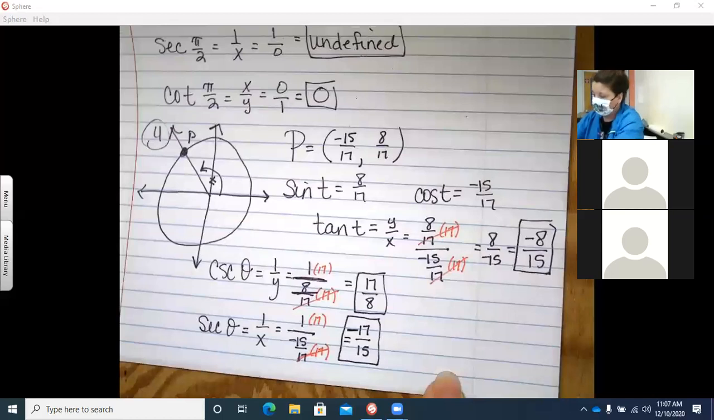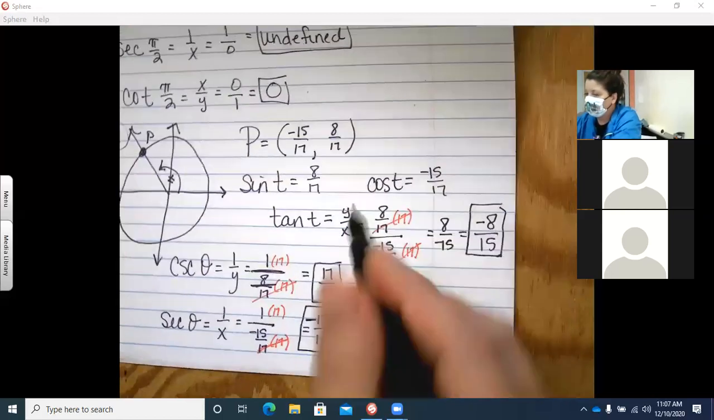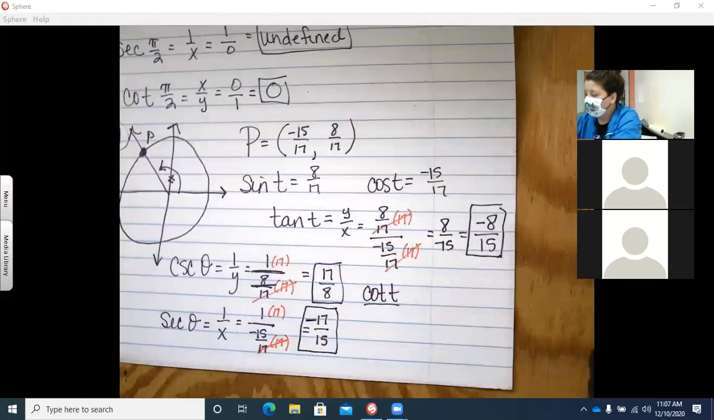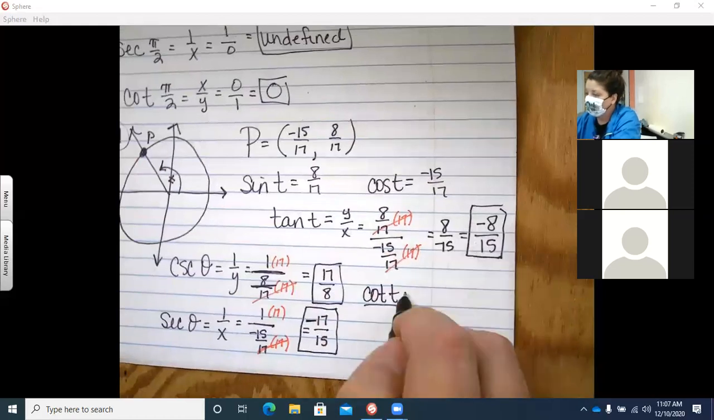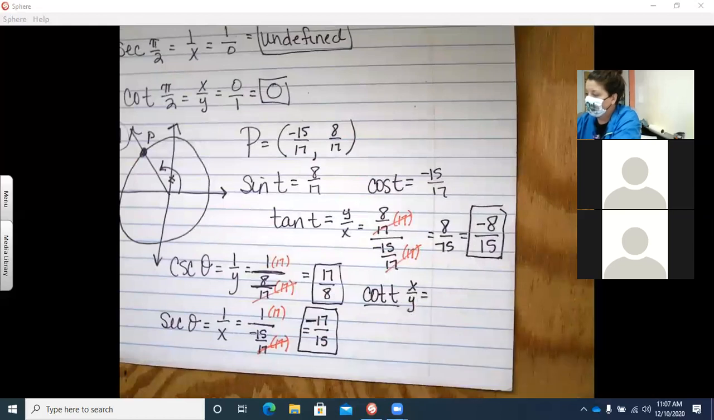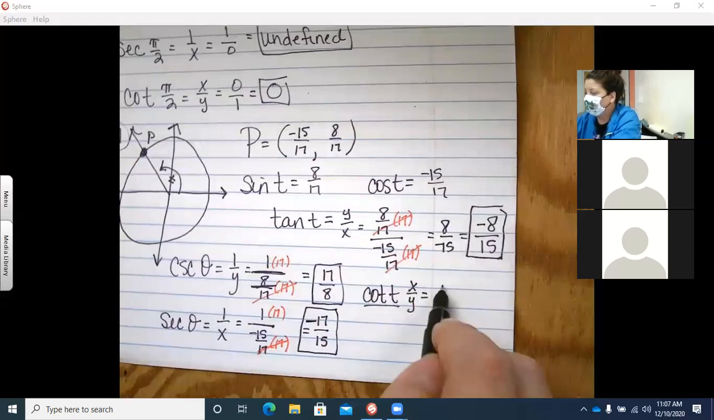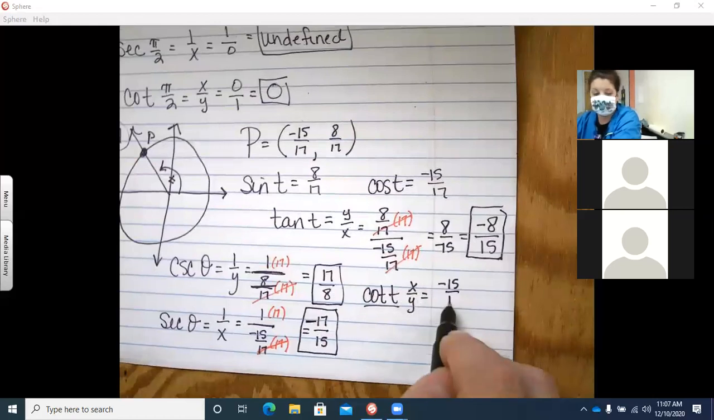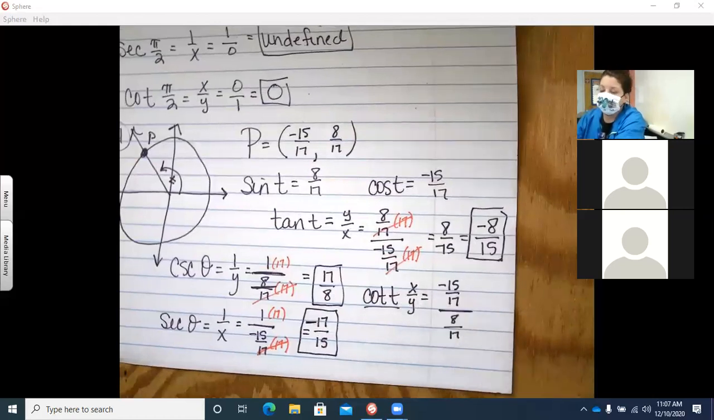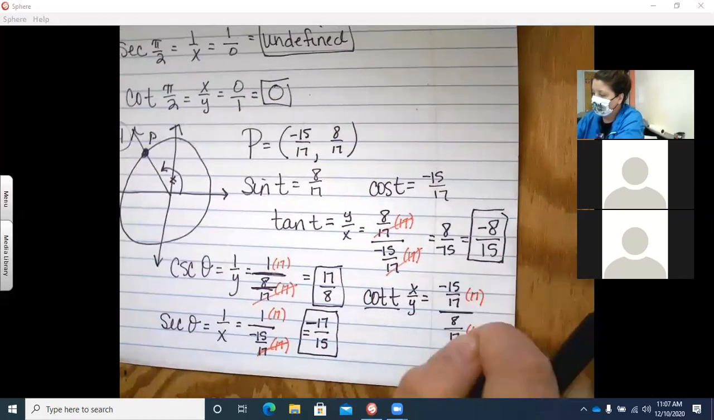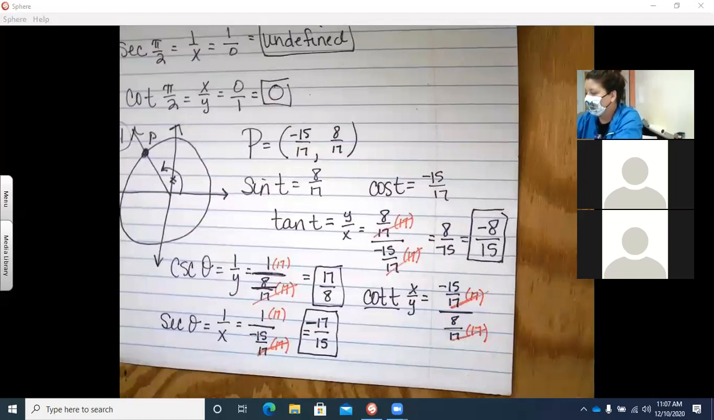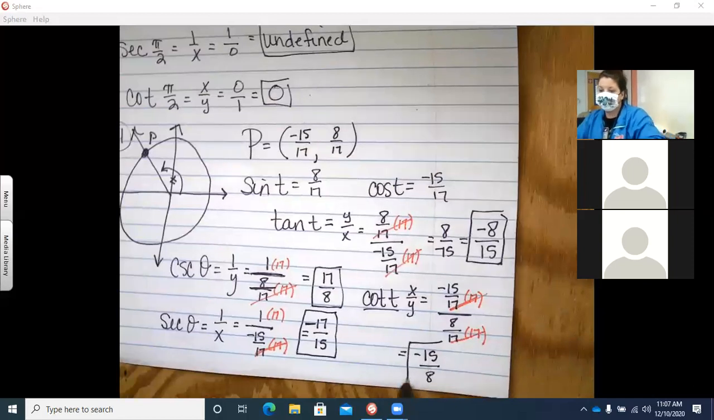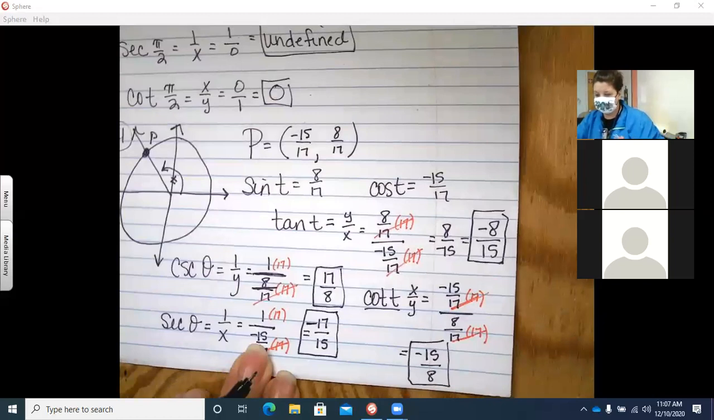And then cotangent. See if I can fit that over here. So cotangent is the reciprocal of tangent, so it's going to be x divided by y. So that's negative 15/17 divided by 8/17. We will multiply the numerator and denominator by 17. 17s cancel. And what is my cotangent? Negative 15 over 8. There we go. All 6 trig functions, just like that. No big deal.